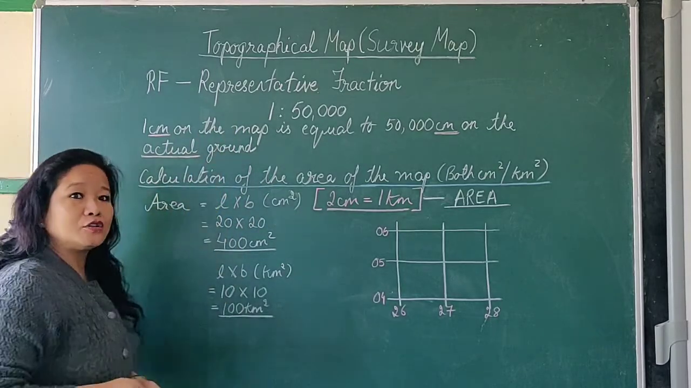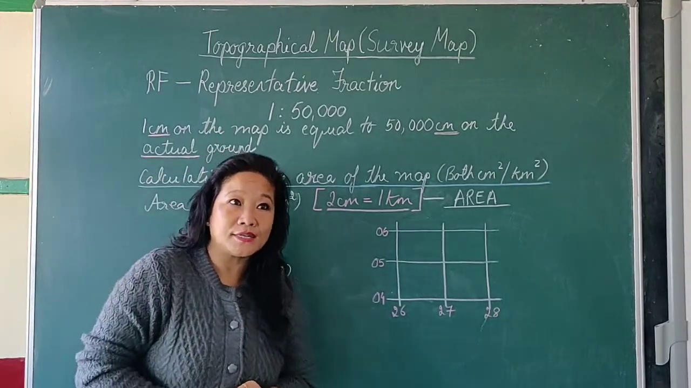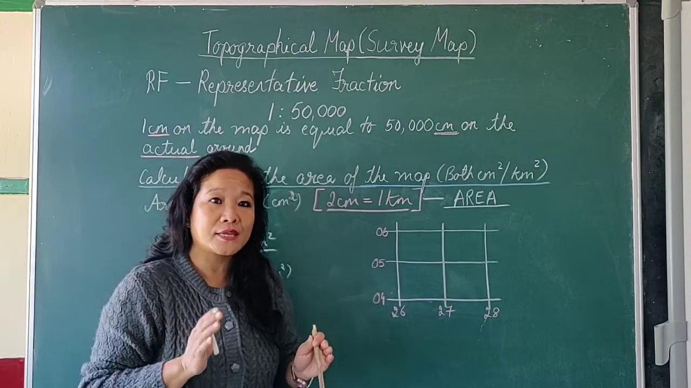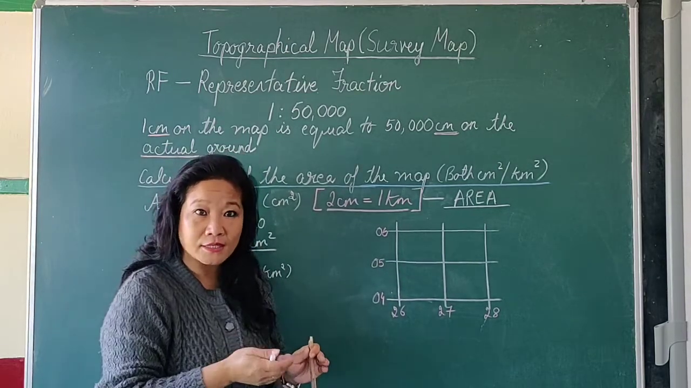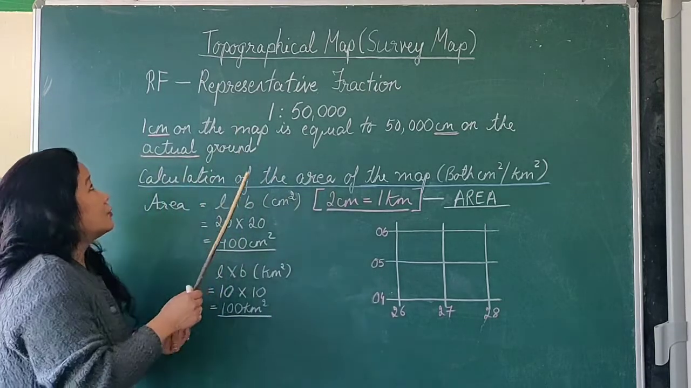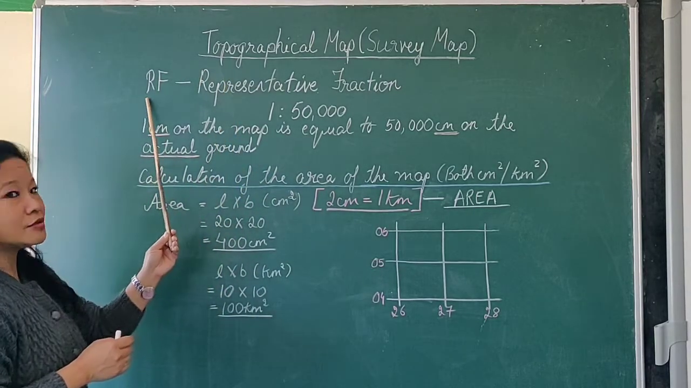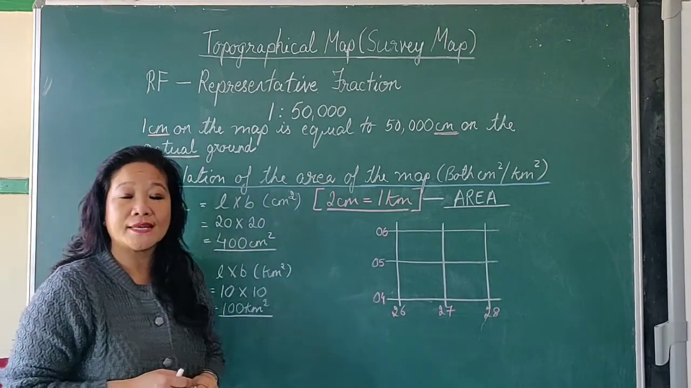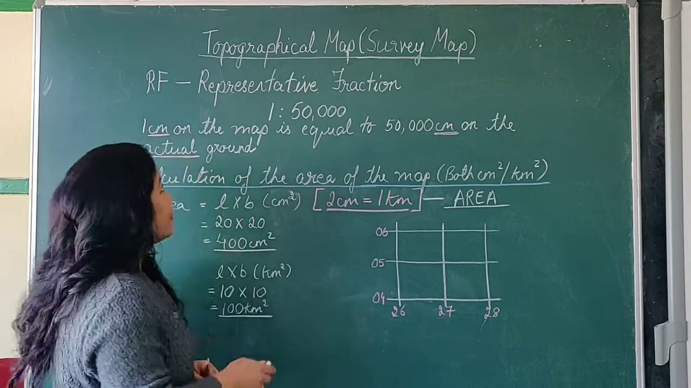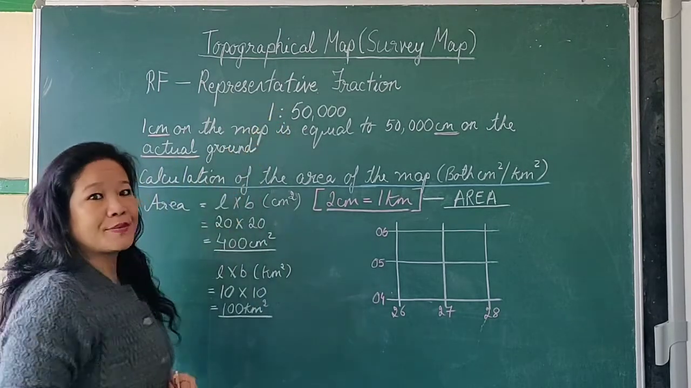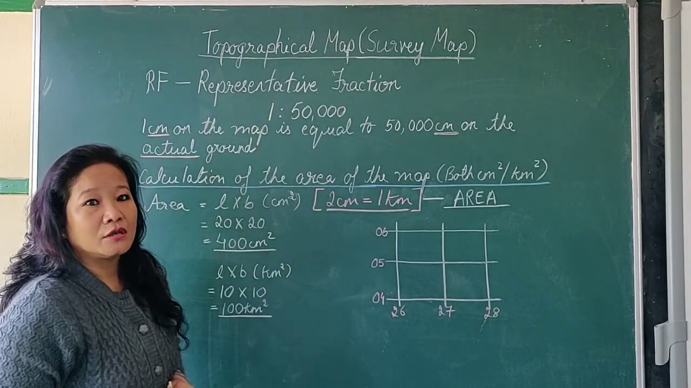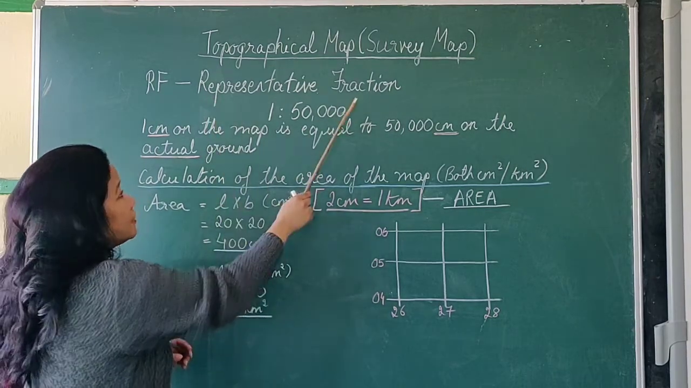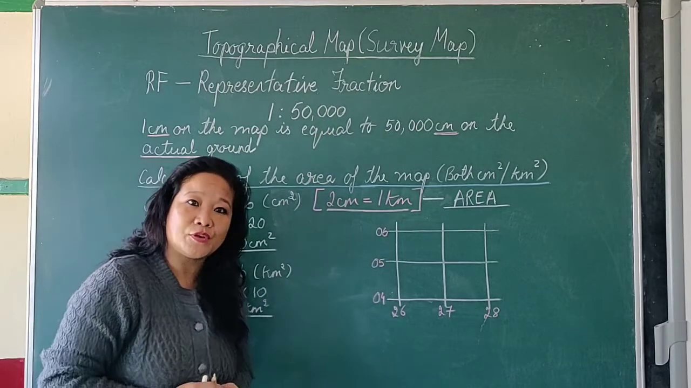The first thing in topographical map you have to understand is that a very large area has been reduced to a certain scale, and I'm going to talk about the scale later. The first thing we have to understand over here is RF. All abbreviations will be done in capital letters. So RF stands for representative fraction. Now, what is the scale that we use?